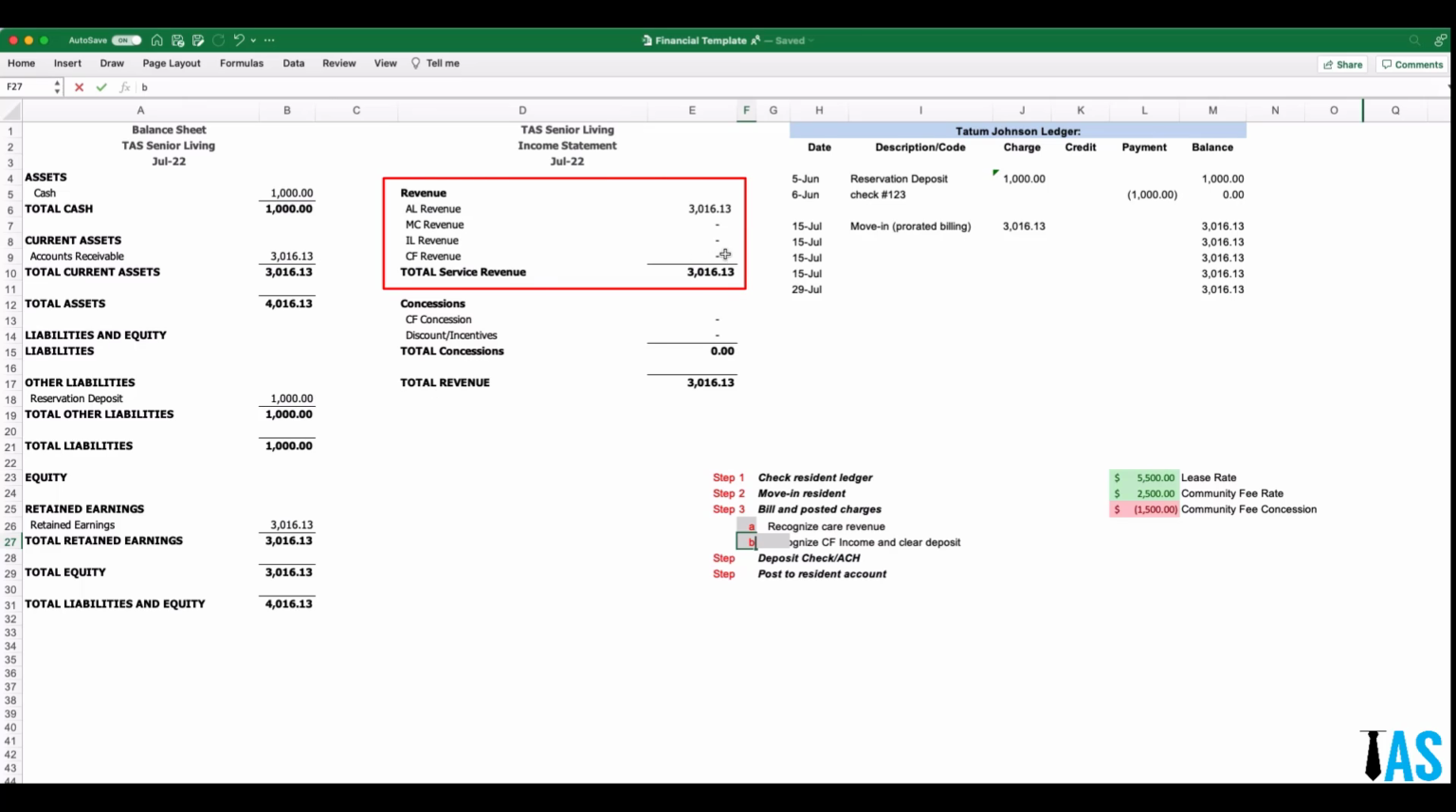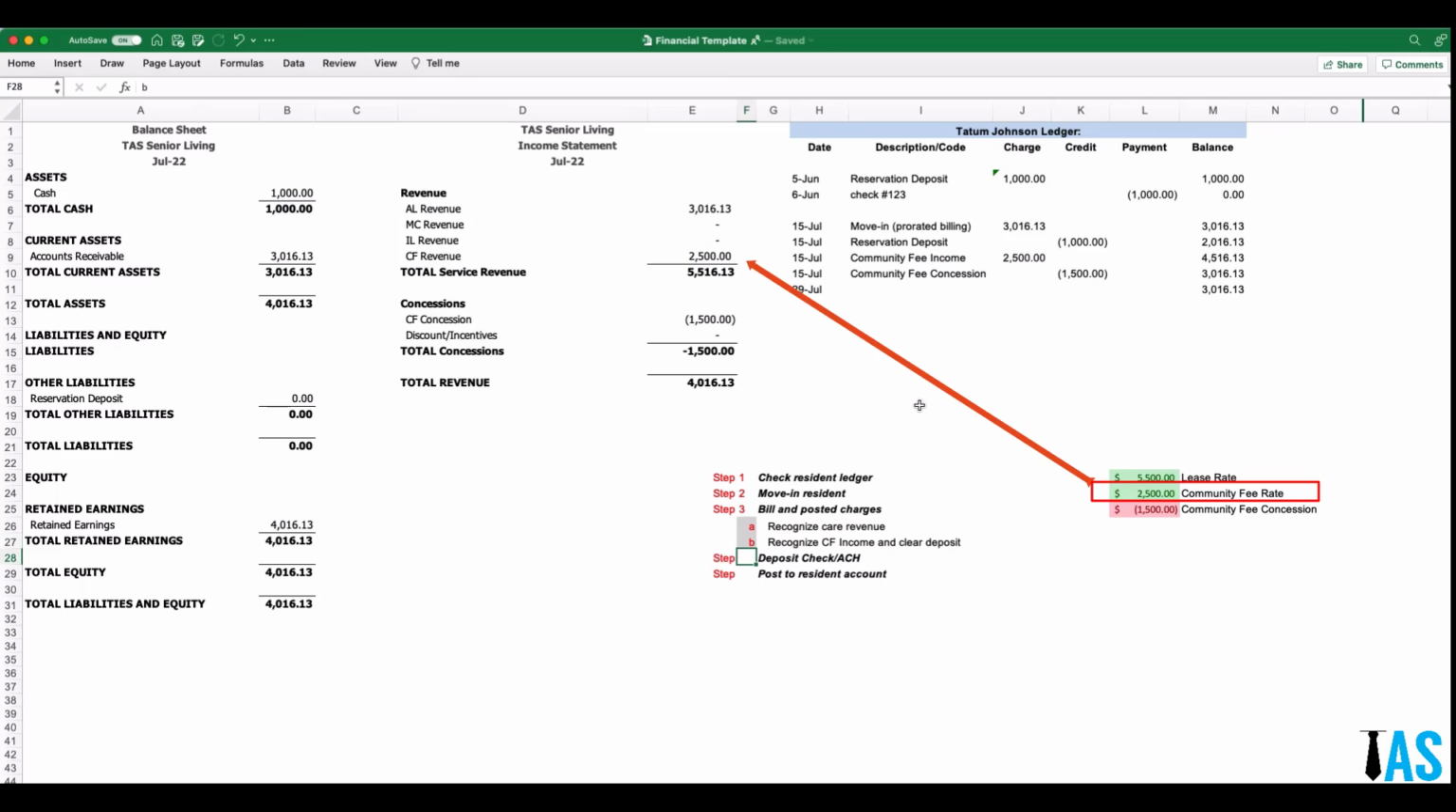Now notice what we need to recognize it as, because our community fee rate is $2,500. So when we hit that, we still need to recognize $2,500 of revenue, because that's what it is. The liability clears, but we also recognize with that a community fee concession, which if you net these two together, that's where the $1,000 of actual cash that we collected, which is the charge here, if that makes sense.